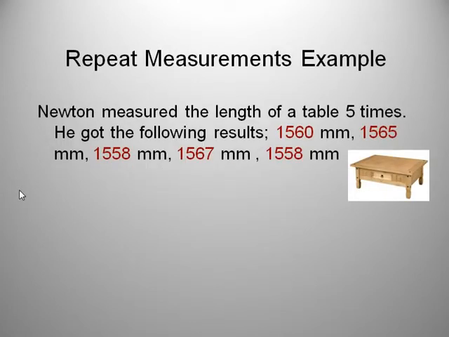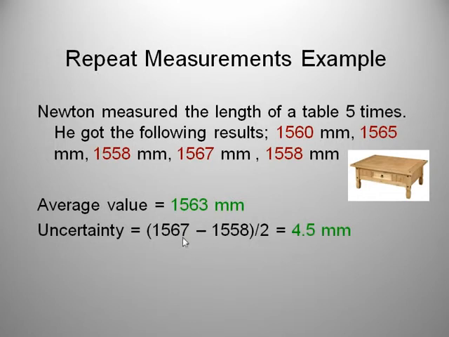Say you go and measure a table, and you do it 5 times, and you get these results in millimeters: 1560, 65, 58, 67, 58. Well, the average value is 1563. We add them up, divide by 5, and we can find the average value. The uncertainty is we need to find the range, so we need to find the maximum. 67 looks like the biggest, and the smallest is 58.